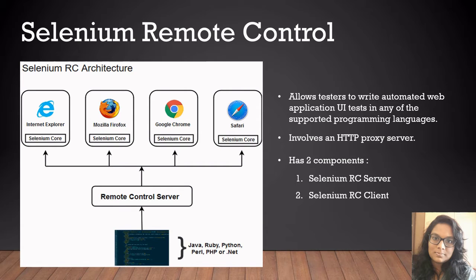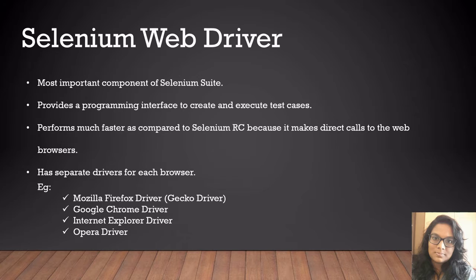Next is the Selenium Remote Control. Selenium RC allows testers to write automated web application UI tests in any of the supported programming languages. It also involves an HTTP proxy server which enables the browser to believe that the web application being tested comes from the domain provided by the proxy server. Selenium RC comes with two components: the Selenium RC server and the Selenium RC client. The RC server acts as an HTTP proxy for web requests. The RC client has a library that contains the programming language code. Selenium RC has been considered quite effective for testing complex Ajax-based web user interfaces under a continuous integration system.